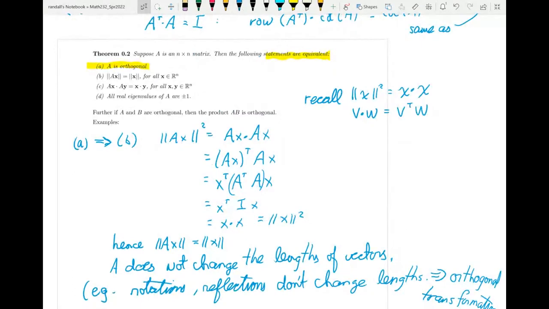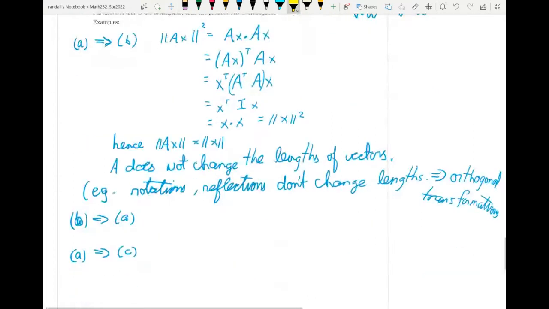C is saying that the inner product is not changed when you multiply the vectors by A. So if I took two vectors x, y, and I looked at their dot product, that number is the same as the dot product of their images under A, Ax and Ay. Okay, so let's see why that's true.